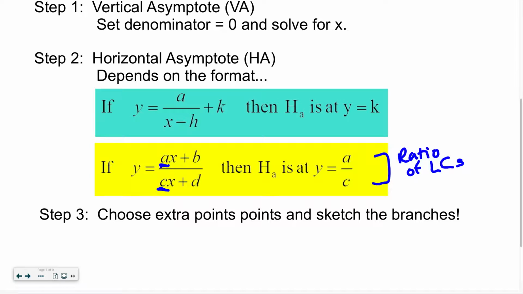Okay, I want to talk about the yellow box. Why does it work out that the horizontal asymptote is y equals A over C? So this one that you guys gave me earlier, 2x over x plus 3, this is an example of the ax plus b over cx plus d. So I'm going to pick a really crazy x. What if x is equal to 1 million?